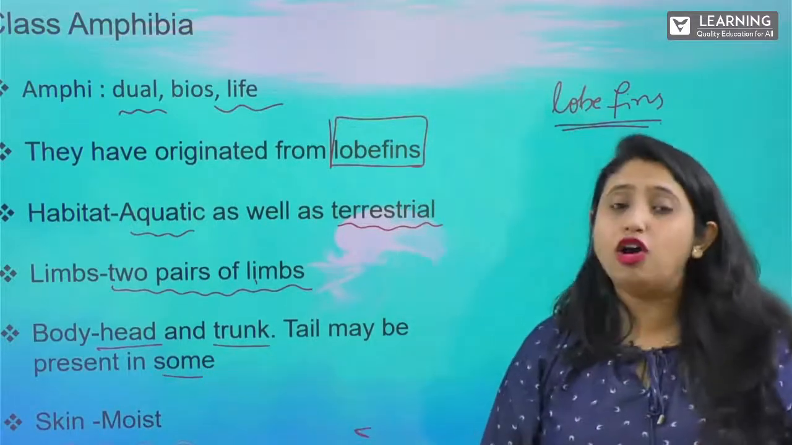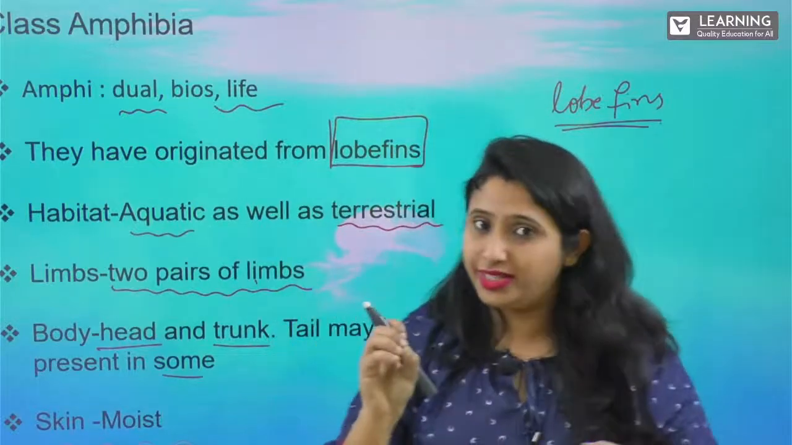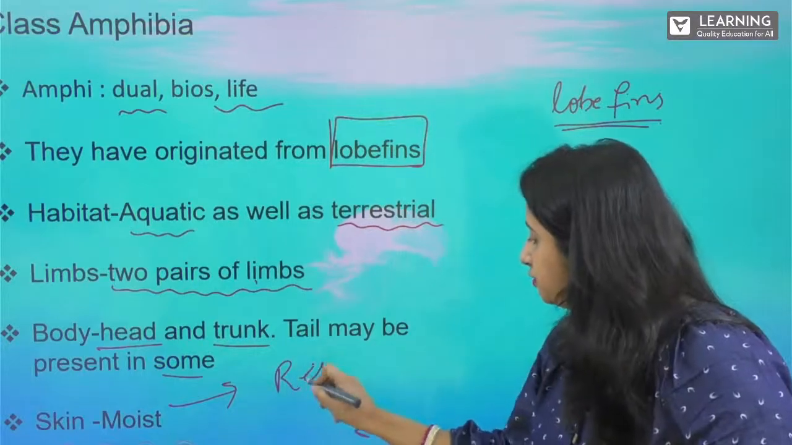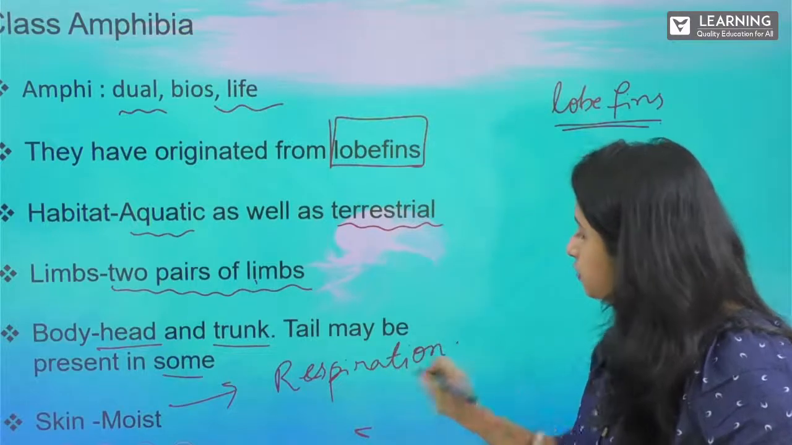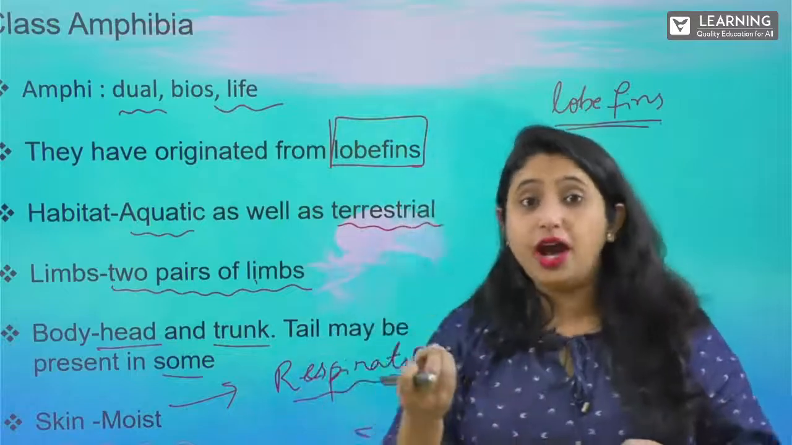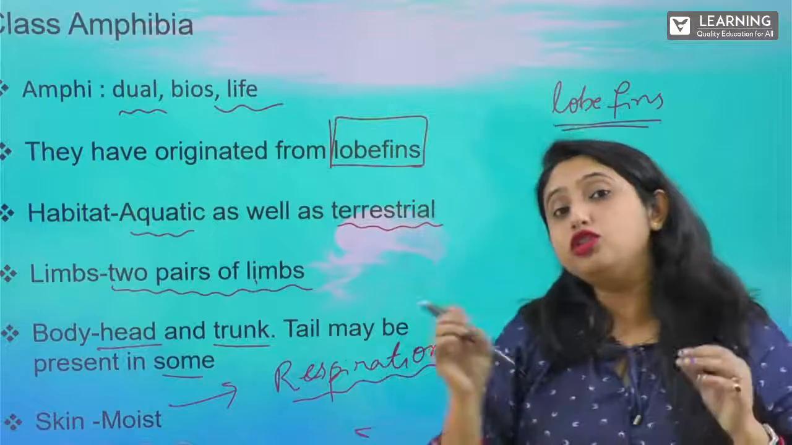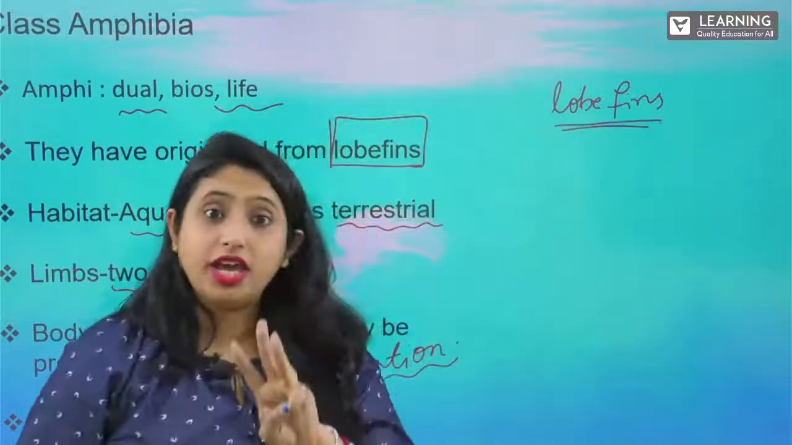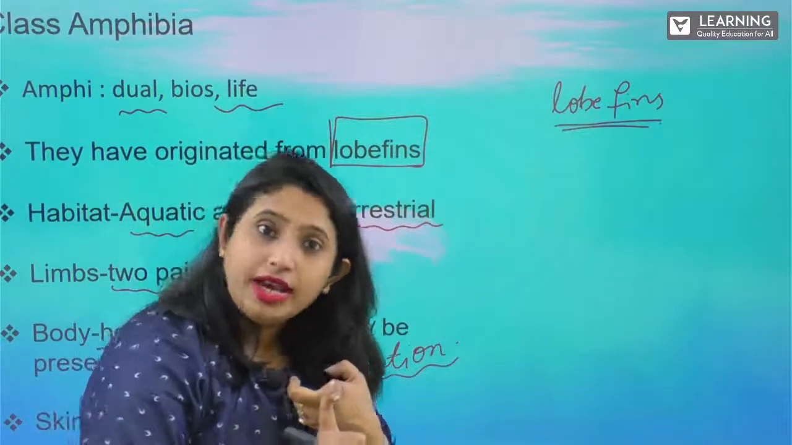And how is the skin of the frogs or the amphibians? Their skin is very, very moist, okay? That helps them in respiration. So it helps them in respiration. In case of them, they can respire through the skin, through the lungs, and also through the gills. So for respiration, they have got three things, okay? For respiration, they have got lungs, they have got skin, and also they have got gills.